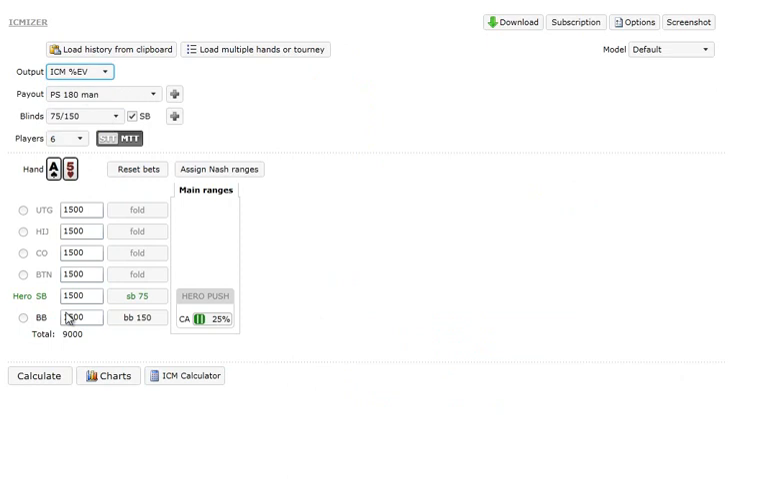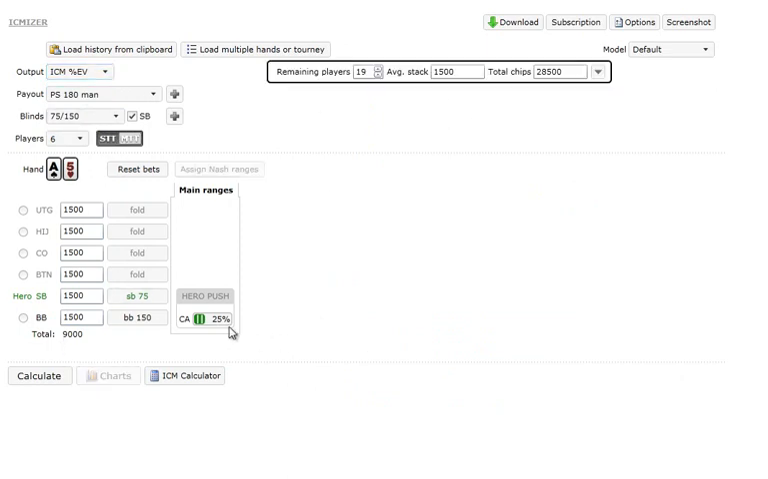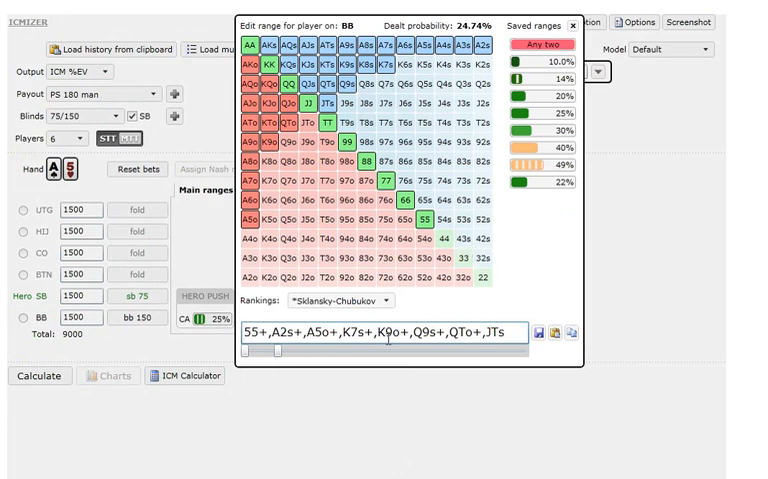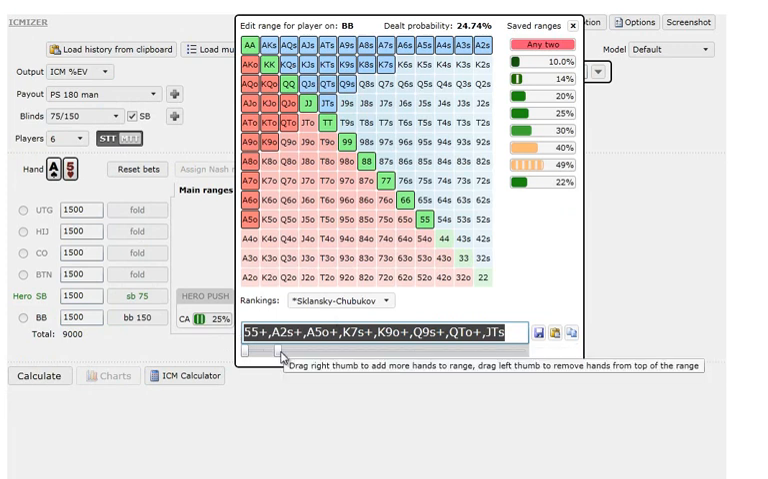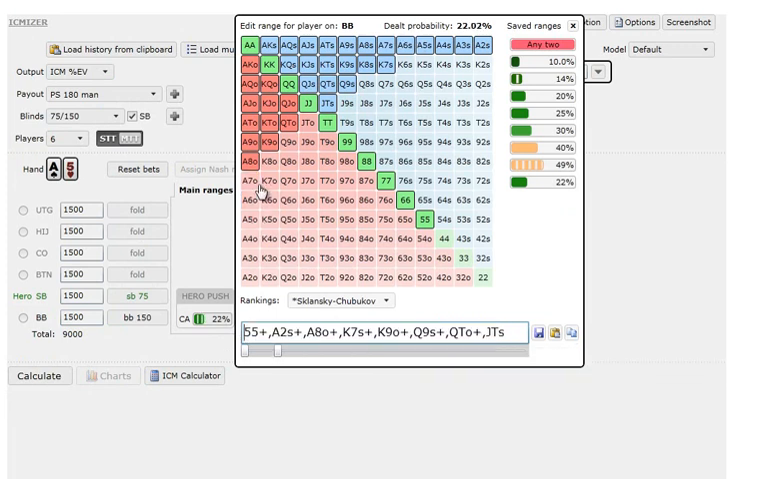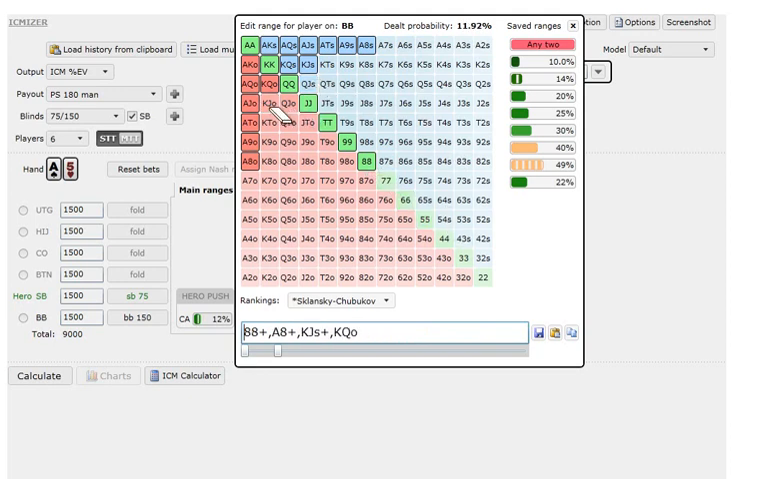Could we change the calling range really quick for a second? I wanna plug in, just for my own sake, what I think most fish and regs are calling on the bubble here. I think they're gonna call with ace 8 offsuit and better, ace 8 suited and better, and then pocket eights and better. Something maybe like this, right? Get rid of the king jack suited, I think, and maybe pocket seven. I'm not sure.